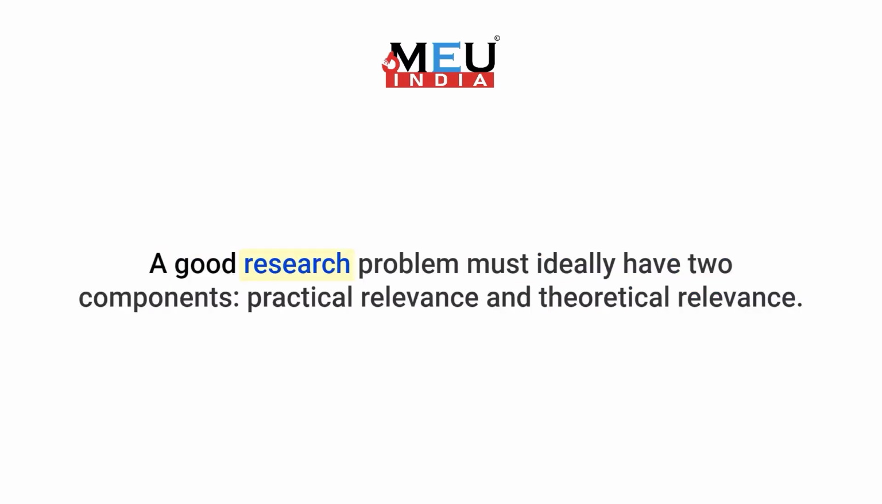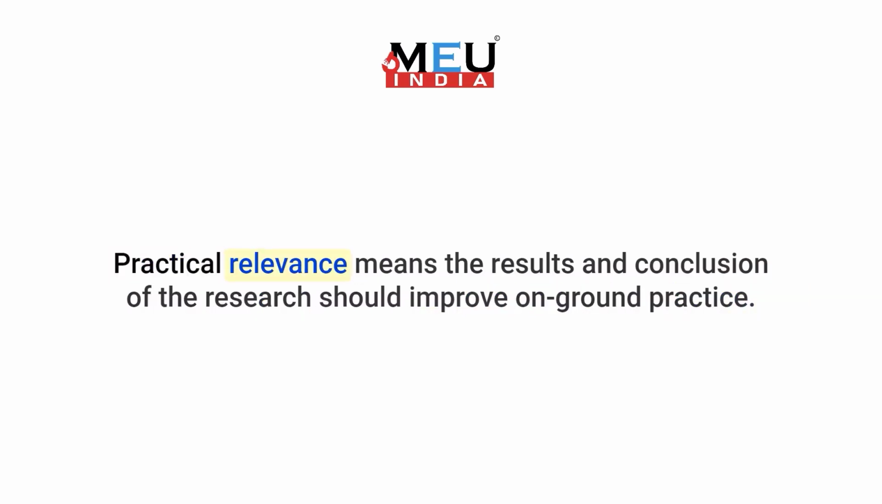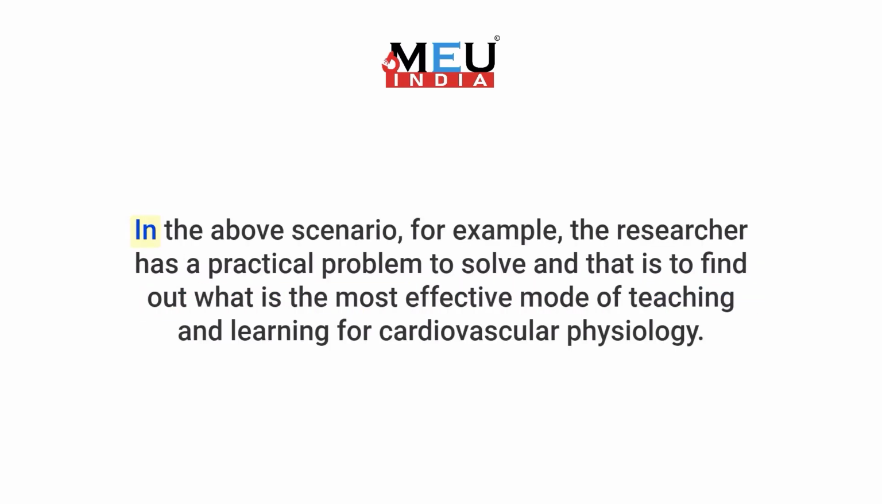A good research problem must ideally have two components: practical relevance and theoretical relevance. Practical relevance means the results and conclusion of the research should improve on-ground practice. In the above scenario, for example, the researcher has a practical problem to solve, and that is to find out what is the most effective mode of teaching and learning for cardiovascular physiology.